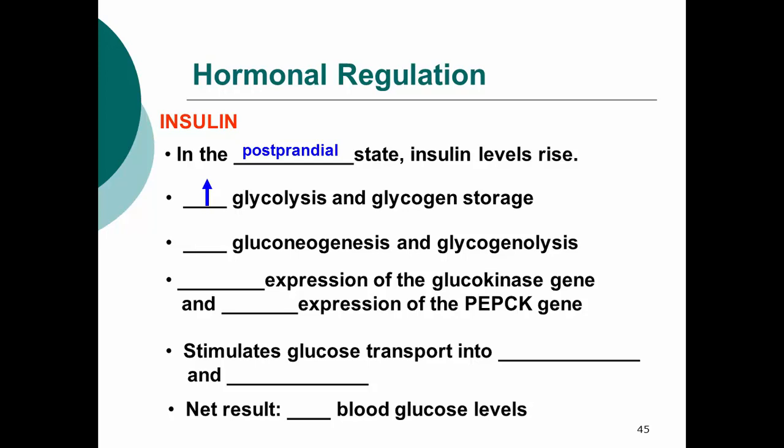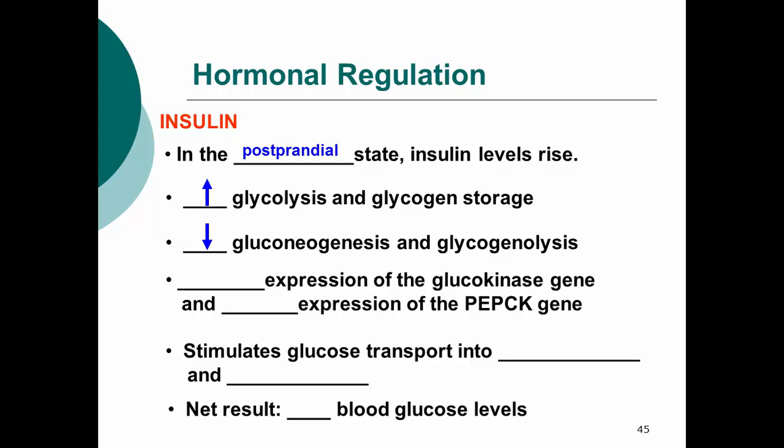And what about gluconeogenesis or glycogenolysis? Glycogenolysis means glycogen breakdown, right? So how about the gluconeogenesis and glycogen breakdown pathway? How does insulin regulate this? What do you think? Decreases, right? We should decrease, right? We don't need to make glucose or break down stored energy. We have enough energy from the diet.